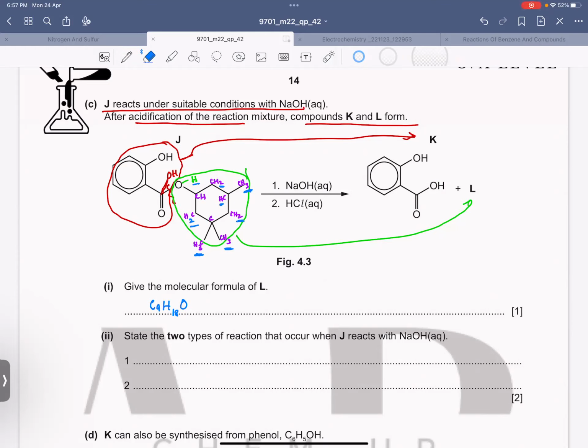Sir, in the molecular formula, can we write C9H17OH? Yeah, you can write that way as well, but the most appropriate way of writing the molecular formula is the way in which the number of atoms of each element is represented once only. Okay, sir.